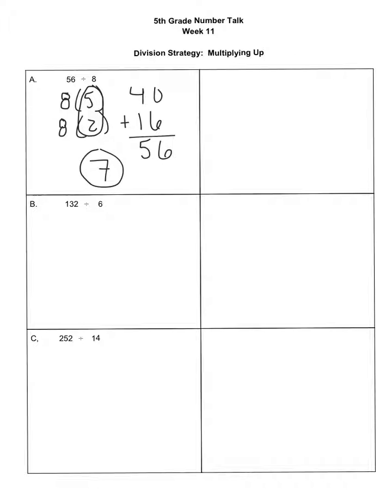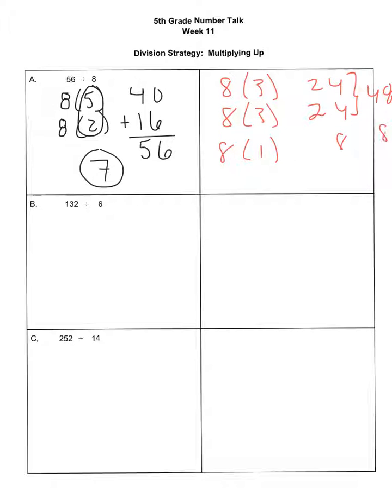Or, let's say you didn't count by 5s. Let's say you said, well, I'm going to count by 3s, because 8 threes is 24. Another 8 threes is 24. So right now that gets us to 48. And you say, well, 8 ones is 8. So 48 plus 8 is 56. So with that, we know 3 plus 3 plus 1 is also 7. Again, it's working with friendly numbers.